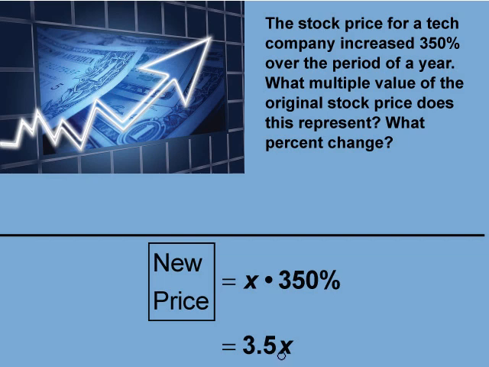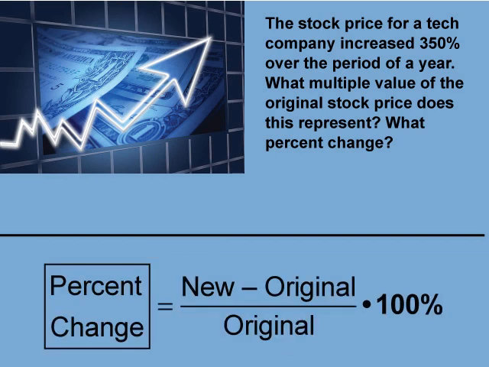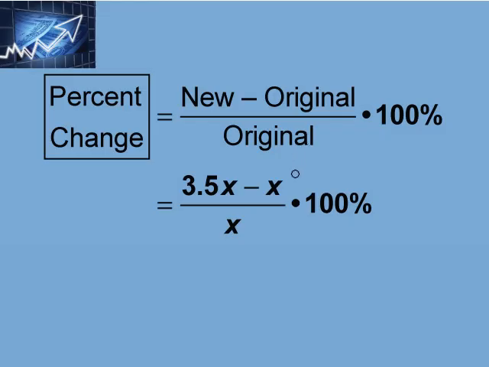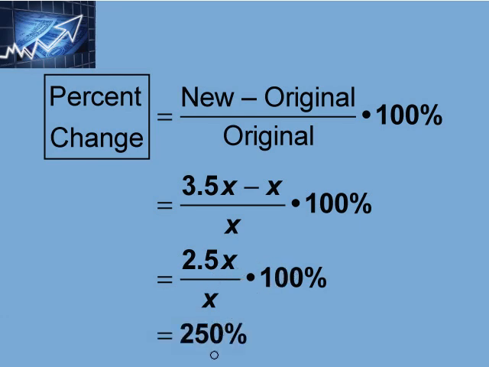But what is the percent increase? This is the formula for percent change. Plug in the expressions that represent the prices of the stock. The numerator has 3.5x minus x, and the denominator has x. The fraction simplifies to 2.5x over x times 100%. The x terms divide out, and we are left with 250%.